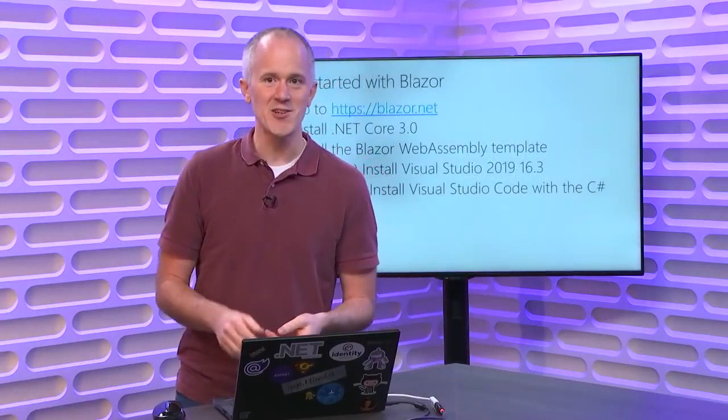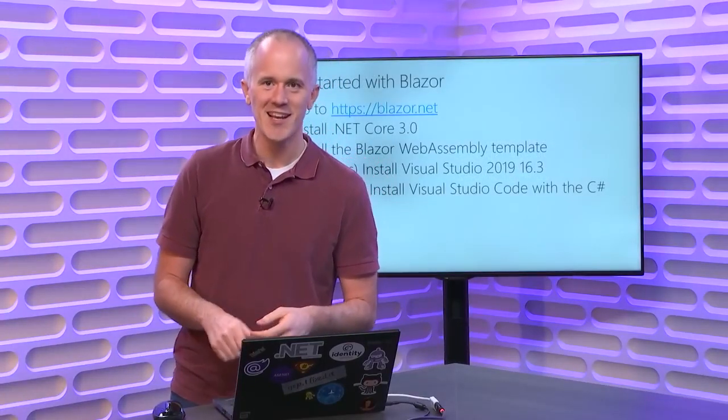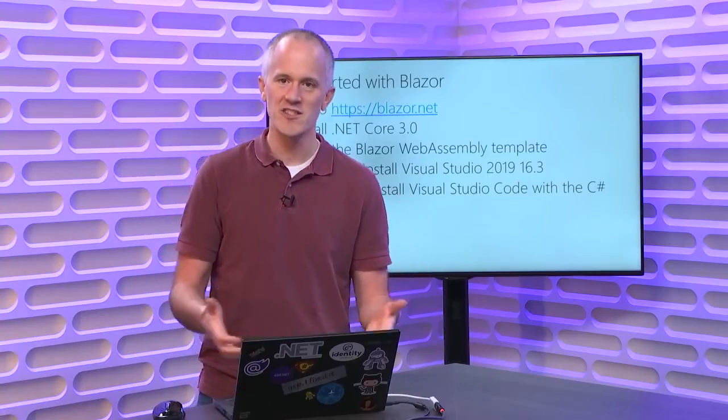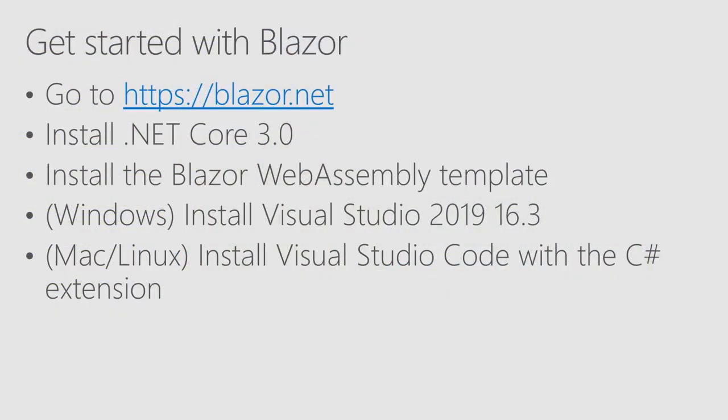How do you get started with Blazor? Well, I recommend going to blazor.net. That's where you can find all of the getting started instructions and the Blazor docs. You're going to want to install .NET Core 3.0. If you're interested in playing around with Blazor WebAssembly, you'll need to install the Blazor WebAssembly template too. If you're on Windows using Visual Studio, make sure you get Visual Studio 2019 16.3, which is available today as well. If you're a Mac or Linux user, you can use Visual Studio Code to do Blazor development using the C# extension. And we are working on Visual Studio for Mac support for Blazor as well, and it should be coming soon.